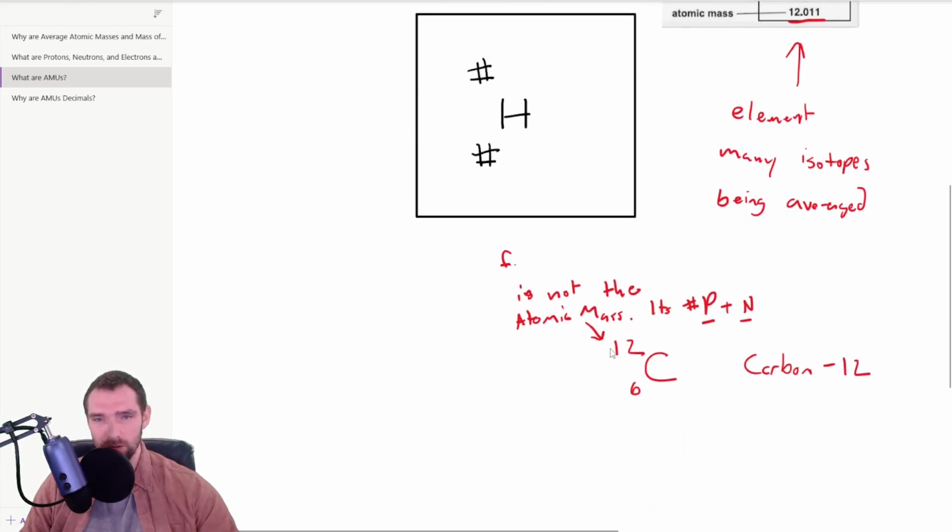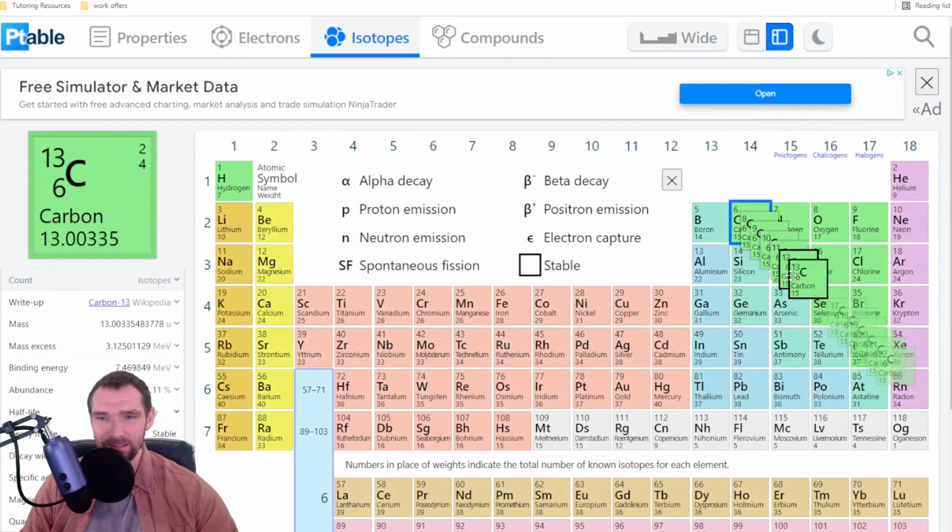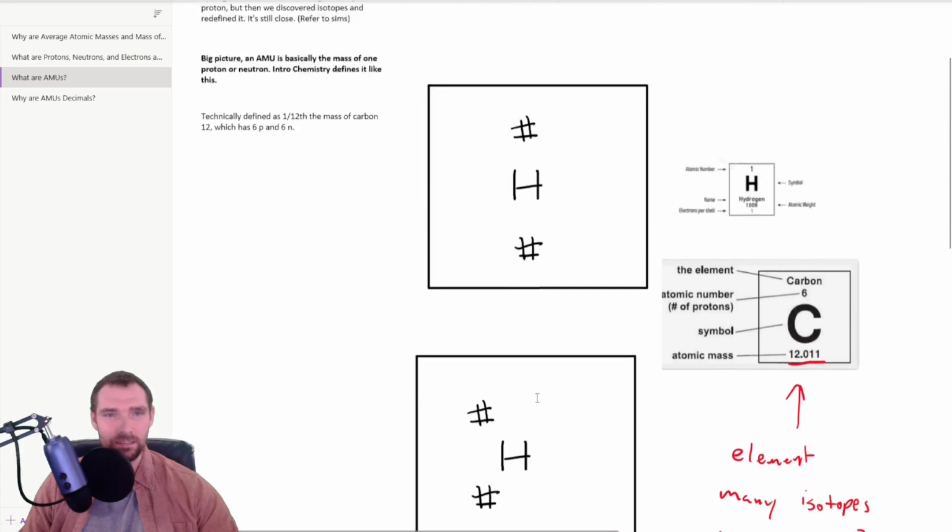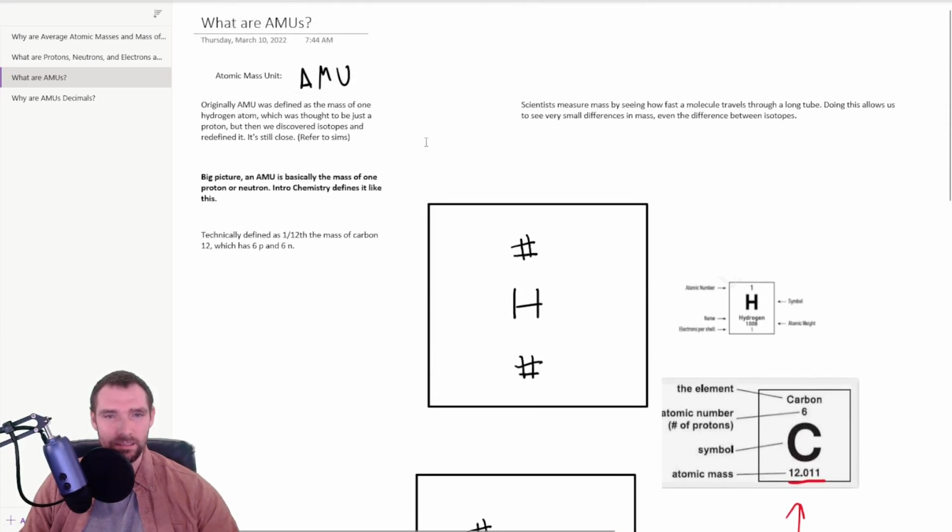So for most elements, it's not exactly 12. For carbon 12, it is actually exactly 12. But if we had carbon 13, its AMU was like 13.003 something. Carbon 13, yeah, it's like 0.003. Yeah. So that's the idea of what an AMU is. It's basically 1/12 of a carbon 12 atom, which is pretty much the mass of a proton, but not exactly. And I'll explain more about why that is in the next bit, okay?